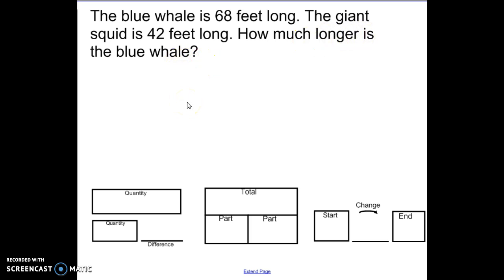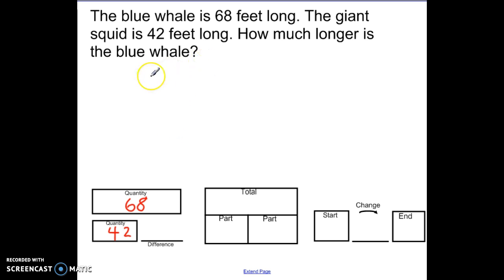So once again, we are talking about comparing. We're comparing the size of the whale and the size of the squid, and we are asking how much longer is the blue whale, meaning we're trying to find the difference. So we'll use this chart. This is our comparing chart. We'll put 68 in our big rectangle, and we'll put 42 in our small quantity box. And then we will have to solve and find the difference.